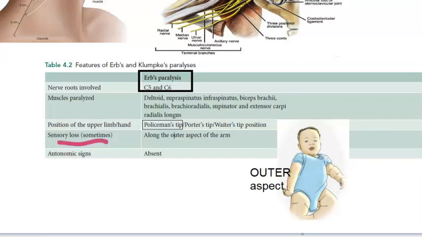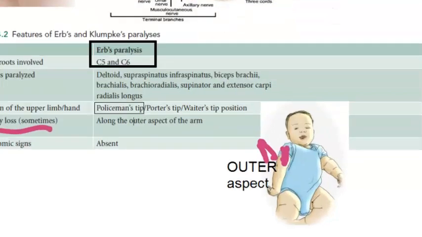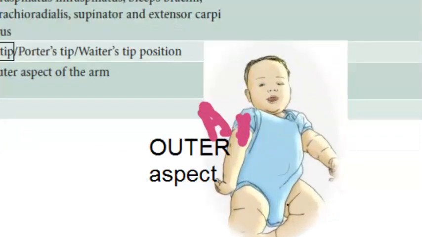Sensory loss also can be there. So it's not just motor. They're saying sensory loss can be there sometimes, on the outer aspect of the arm. Arm means what? Arm is this one, right? This is arm, and this part of it is the forearm, and then you have the hand. So they are saying the outer aspect of the arm can have sensory loss. Let me mark that in yellow here. So here there could be a sensory loss. Okay, sometimes it can happen.